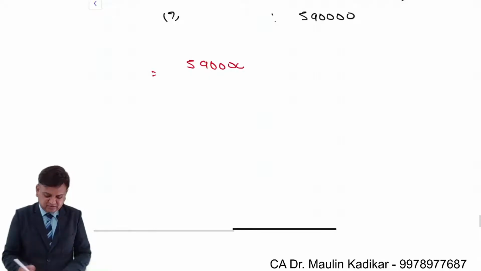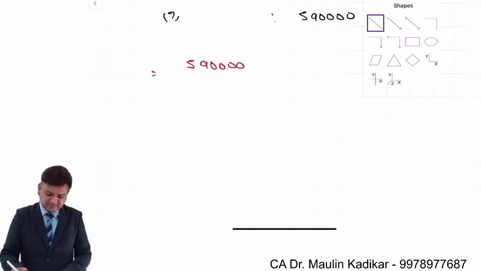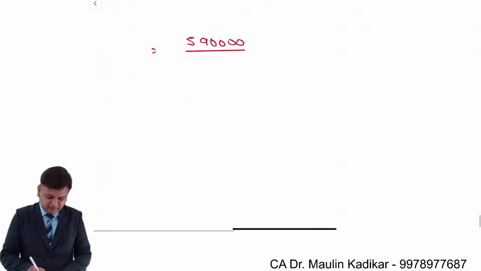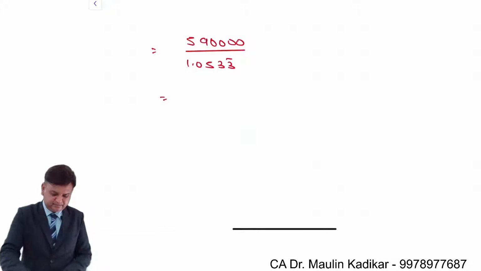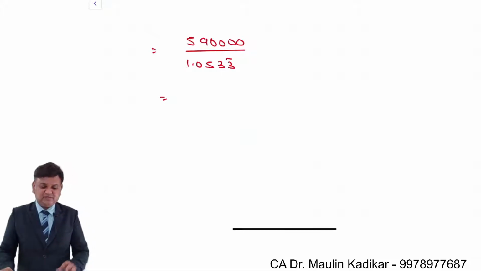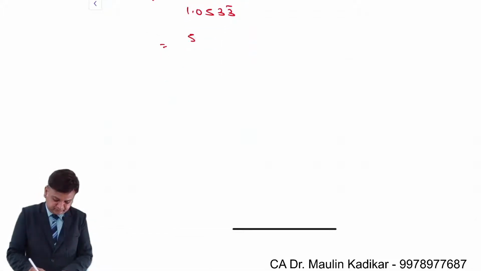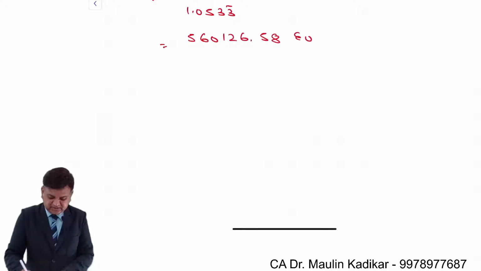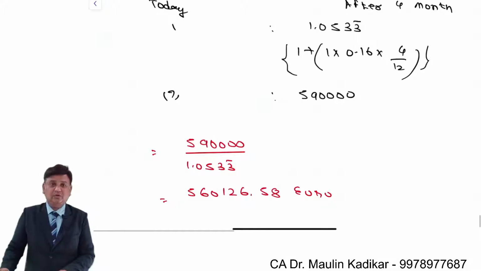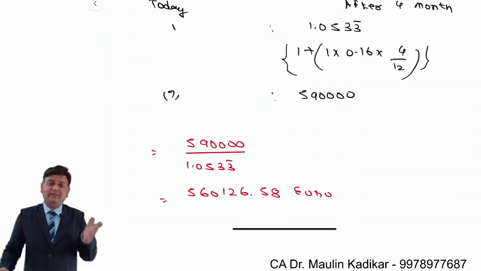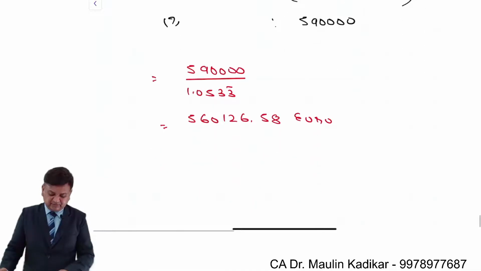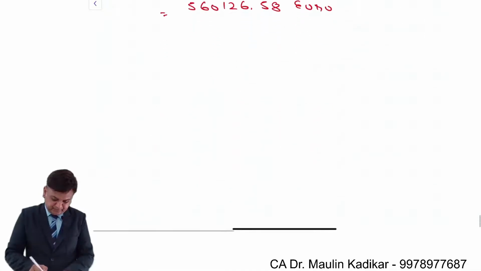So 5,90,000 into 1, that does not make sense, divided by 1.053333 like that. So in that case it is 5,60,126.58. This is the amount of euro that we have to borrow today, so that the repayment of the loan will be equal to the amount that we are going to receive.